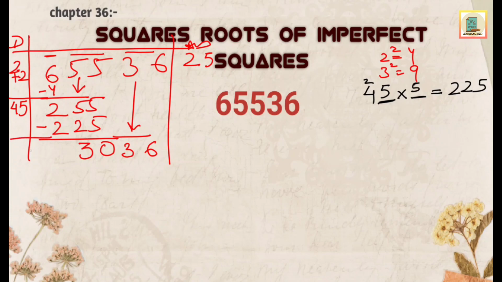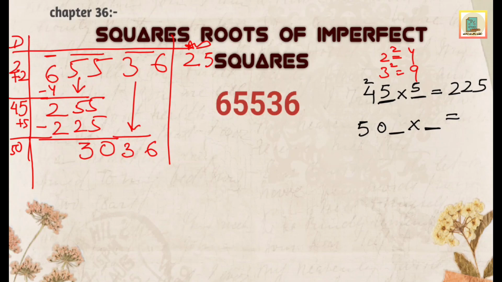Now the next part is we have to find the new divisor. So here we will add the number at the units place. So here in the units place we have 5. So we will add 5 here, for which we get 50. Now let's find out another divisor. So 50, we have to write the same digit over here and multiply with the same digit in order to get the number near to 3036.